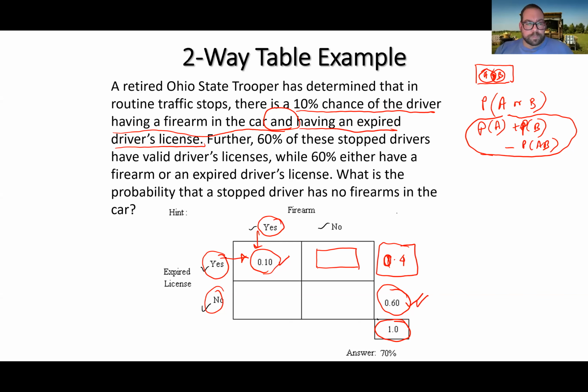So if you have an expired license, yes, the total probability is 40%, of which 10% comes from yes firearms. So the remaining 30% will have to come from no firearms. So they basically add up to that marginal value. How do you get this marginal value? By adding up these two values, right? So this is 0.30 and that's 0.40. We have still not looked at this statement, and we will eventually look at that.